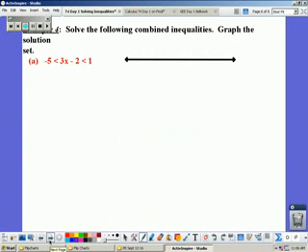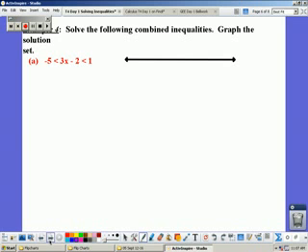Okay, example 4 says solve the following combined inequalities and graph the solution set. Okay, it's called a combined inequality because you actually have two inequality statements pushed together to make it look like one. And there's more than one way to solve this. I'm going to show you two different ways, and then you do whichever way you want.